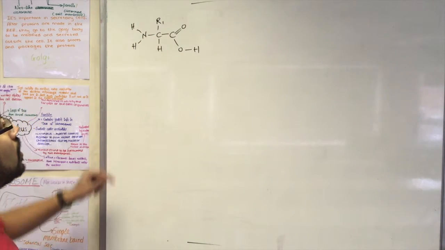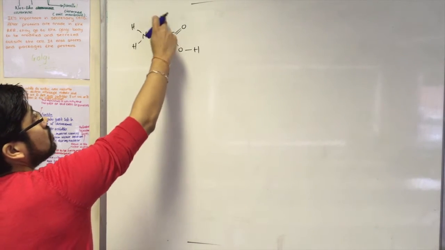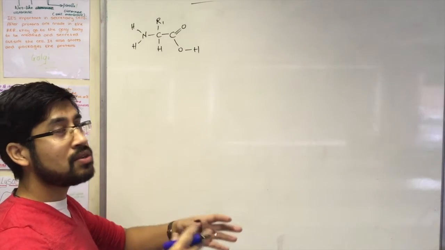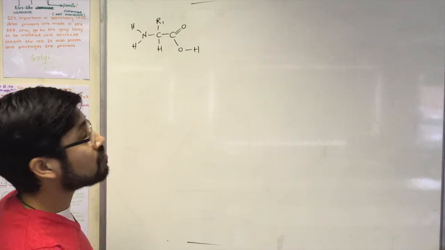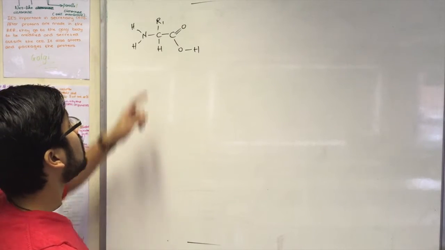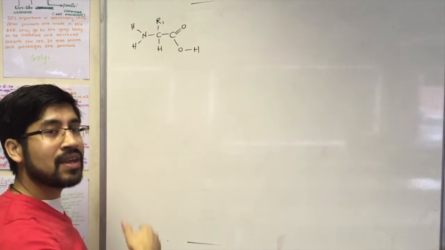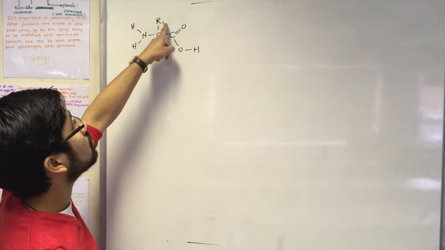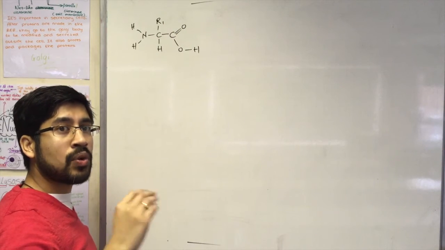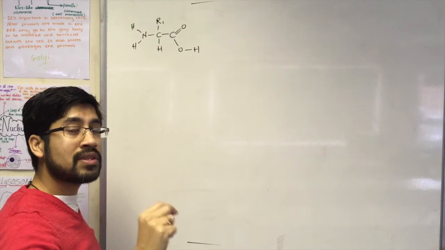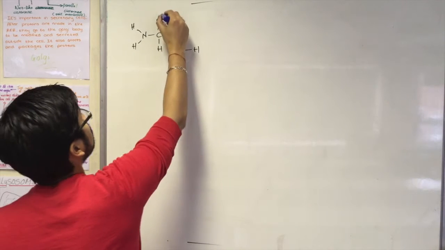That R is just for display purposes. There are 20 to 22, depending on which book you read, different versions of the R group. So for the sake of simplicity, we're just going to call it R1. Different R groups can be indicated with different numbers, but remember, they do take 20 to 22 very specific different groups, okay? Otherwise called side chains.